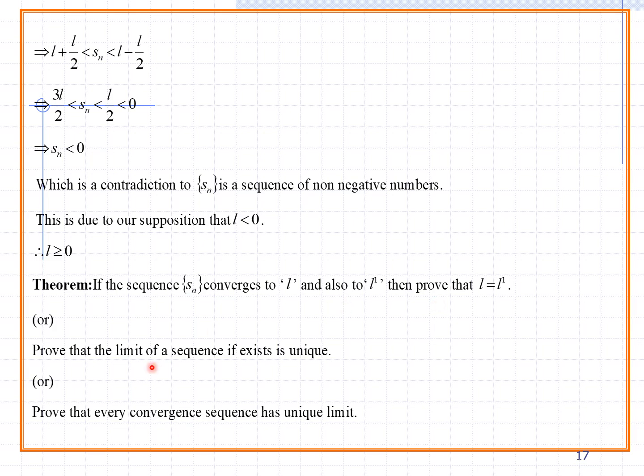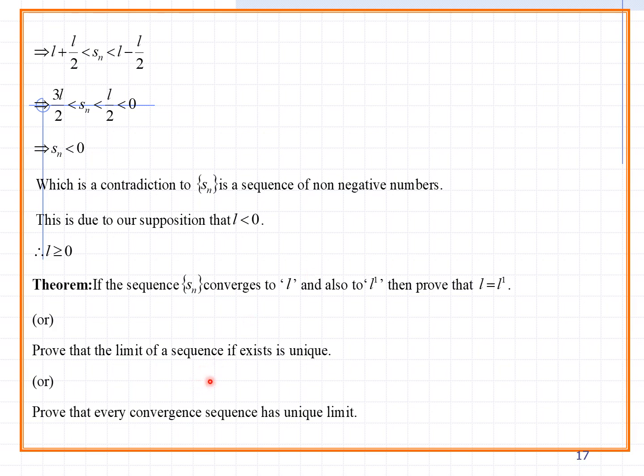Otherwise, they will ask one more theorem: prove that the limit of a sequence, if it exists, is unique. That exact value is called unique. Otherwise they will ask: prove that every convergent sequence has a unique limit. Every convergent sequence has a unique limit.